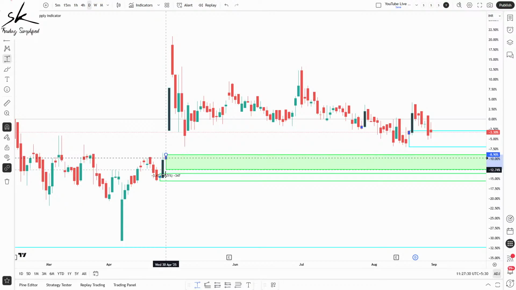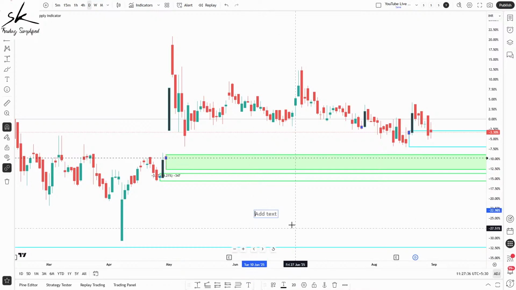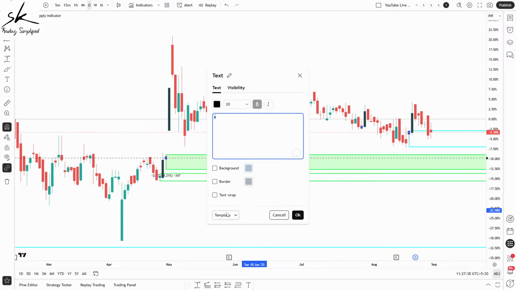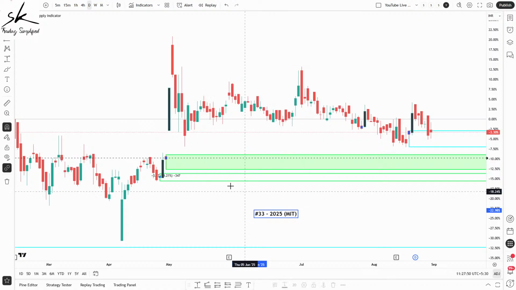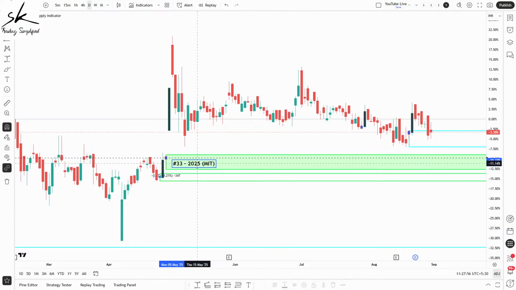So we have a rally-based rally. I'll mark this rally-based rally. In fact, let me do this. This is session number 33. Let me mark it as 33 and let's save it. All right, so we have this zone available.